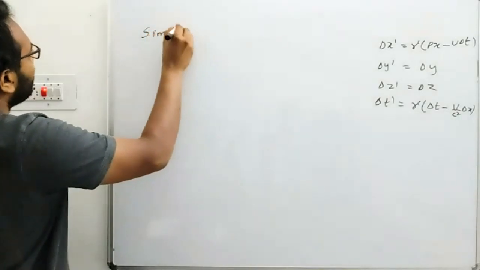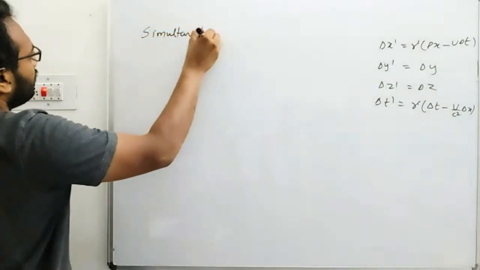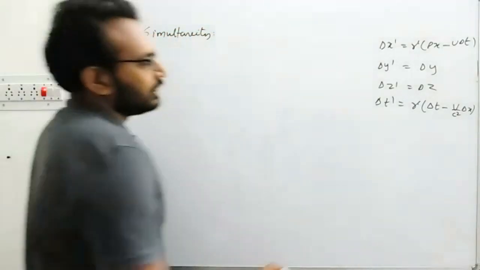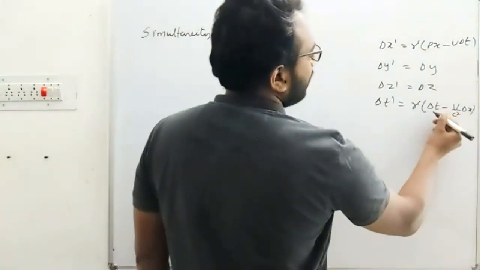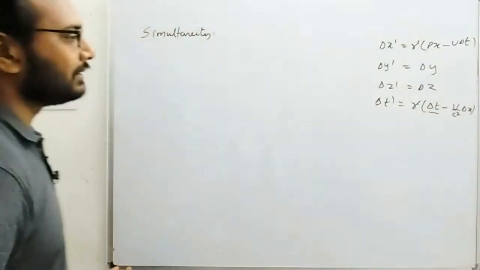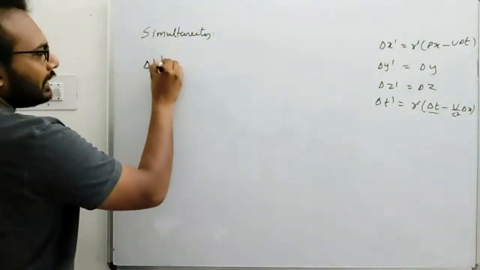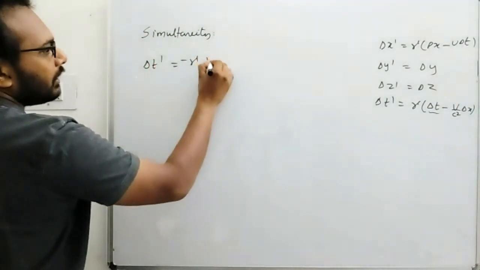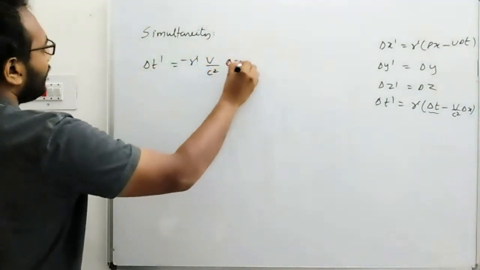We said that simultaneity is relative. Right? So we saw from here that if two events are simultaneous in one frame, if delta t is 0, then you see that delta t prime is not equal to 0. It's gamma minus gamma v by c square delta x.